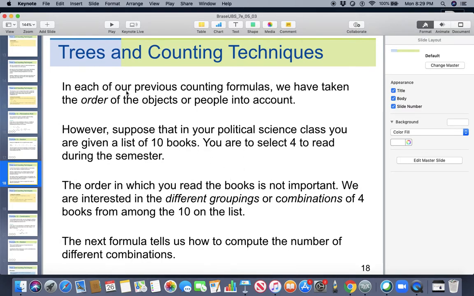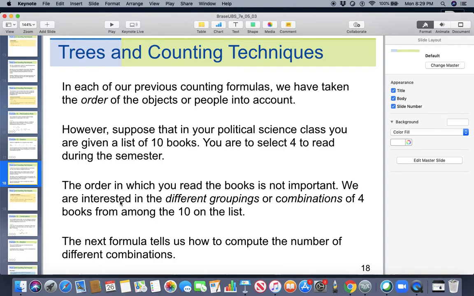Now, in each of our previous counting formulas, we have taken the order of the objects or people into account. However, suppose that in your political science class, you are given a list of 10 books. You are to select 4 to read during the semester. Any group of 4, all right? The order in which you read the books is not important. That's what you are told. You have to select 4 to read during the semester. Order is not important.